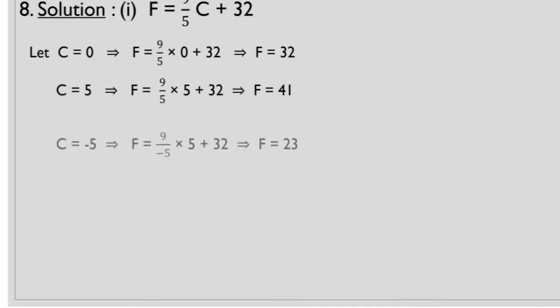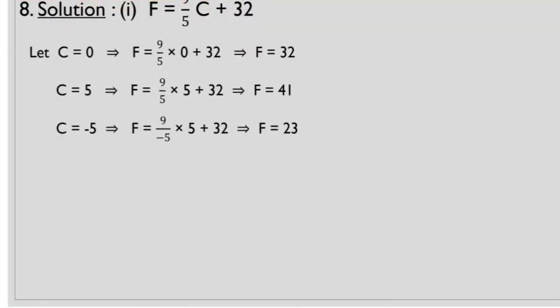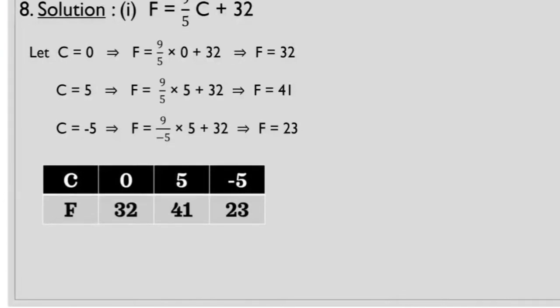Again let's take another value of Celsius, that is minus 5 degree. Inserting, we will get 9 upon 5 into minus 5 plus 32. You can cut 5 here, you will get minus 9 plus 32, that is F will be 23. Let's prepare a table for the pairs of solutions. When Celsius is 0 degree, Fahrenheit is 32. When Celsius is 5 degree, Fahrenheit is 41 degree. And when Celsius is minus 5 degree, Fahrenheit is 23 degree.